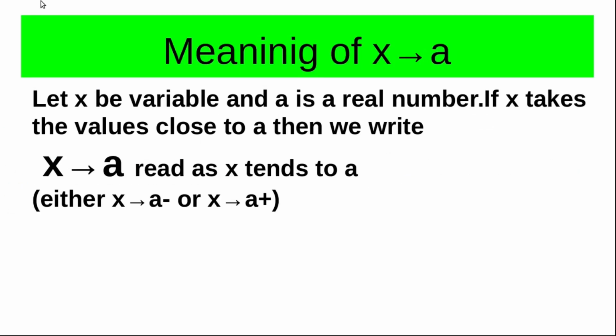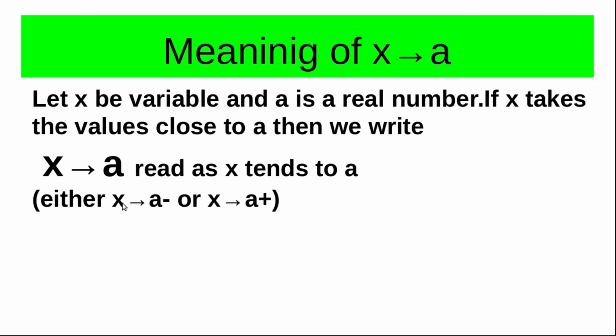We are already familiar with the meaning of x tends to a minus and x tends to a plus. Now we are defining the meaning of x tends to a. Let x be a variable and a is a real number. If x takes the values very close to a, then we write x tends to a and read it as x tends to a. That means x tends to a either from left to right or from right to left.